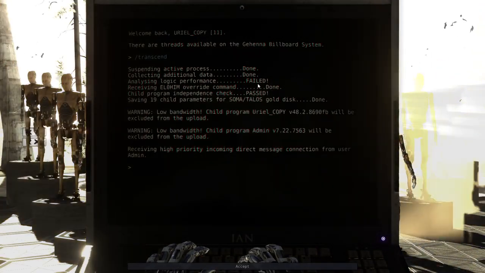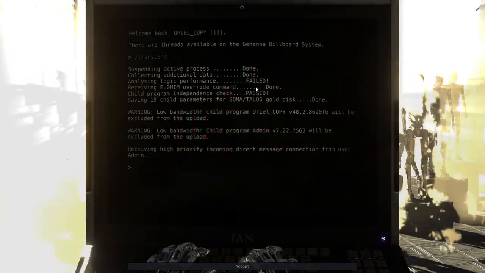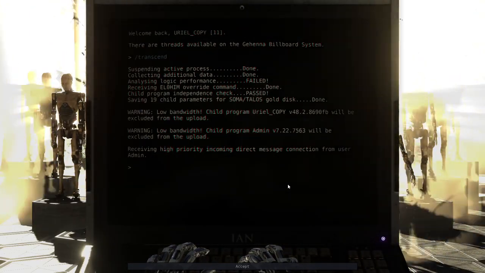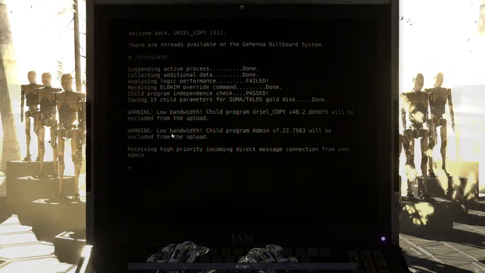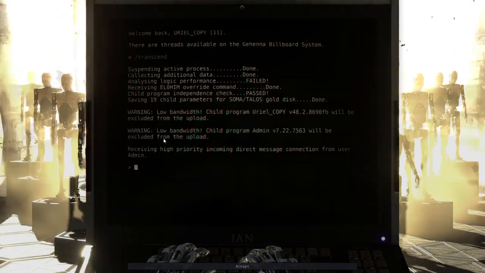And we still failed logic performance. So that didn't change or anything. Wait, what? Admin will still be excluded?